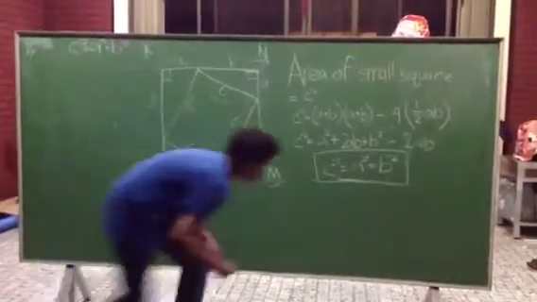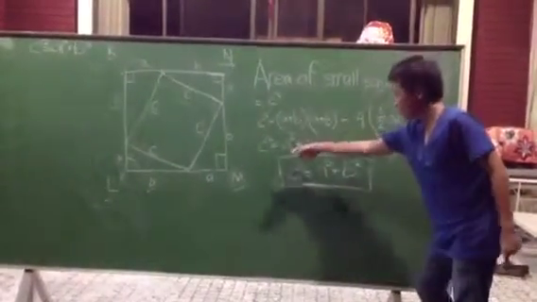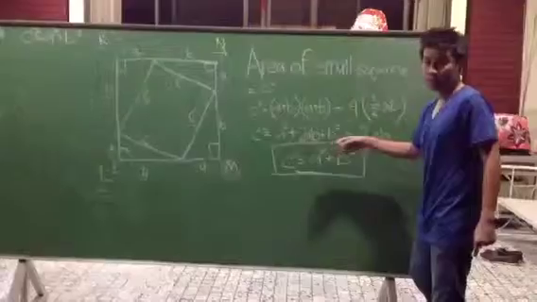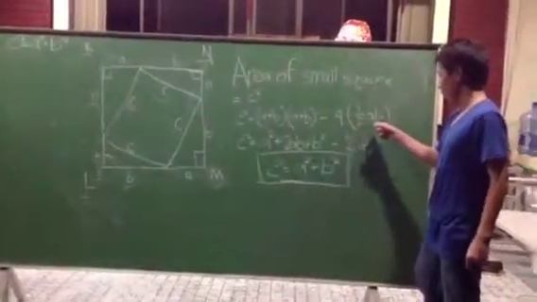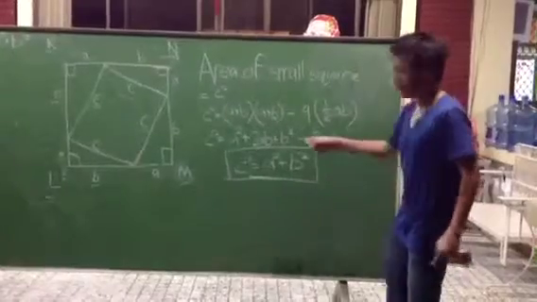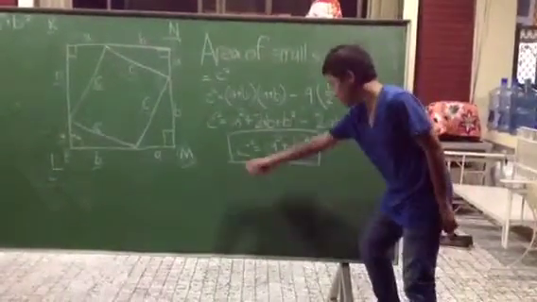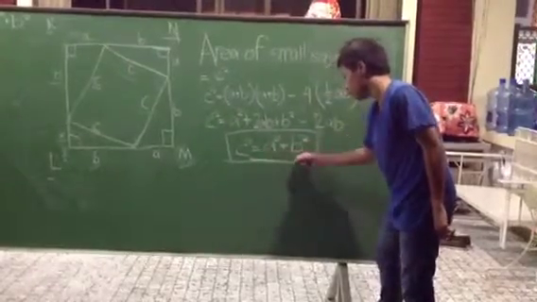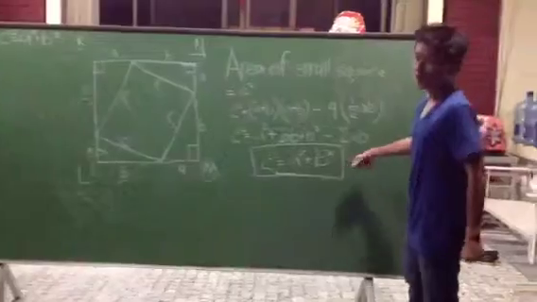Then when we simplify, we get a squared plus 2ab plus b squared minus 4 over 2 ab equals 2ab. Then we can just cancel out 2ab and 2ab. So we'll be left with c squared equals a squared plus b squared, thus proving that the Pythagorean theorem works.